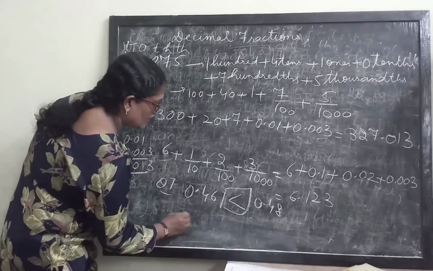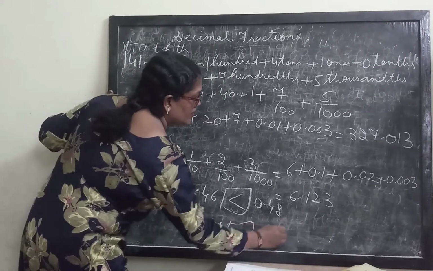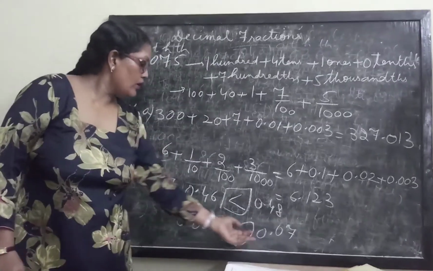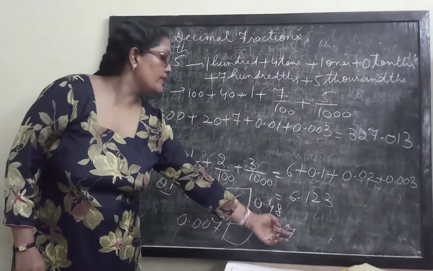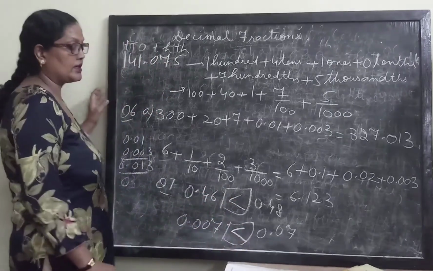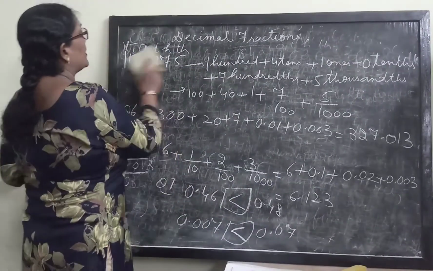If you are having 0.007 or 0.07. 1's place is 0. 10th place again 0. 100th place 0. Here 100th place is 7. Which is greater? 7 is greater. So that's it. You will put the sign. Understood all of you? Now come to the ascending order.